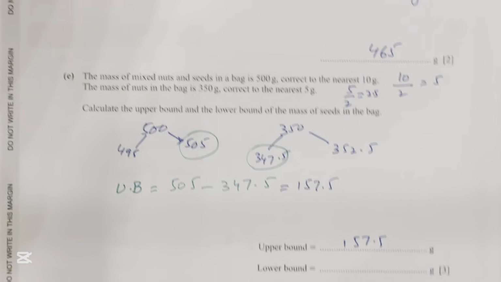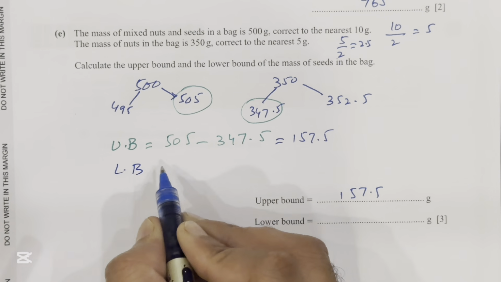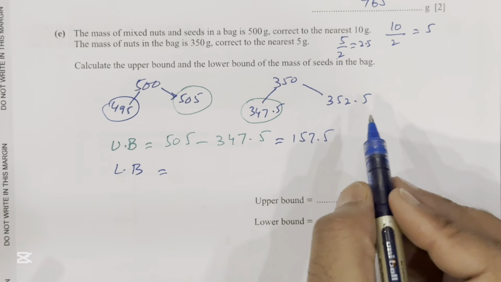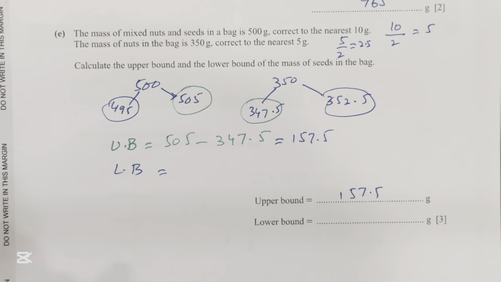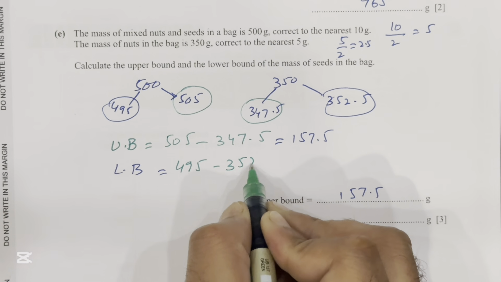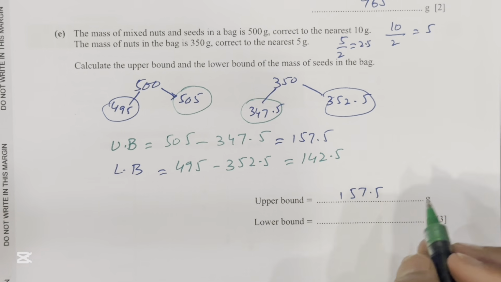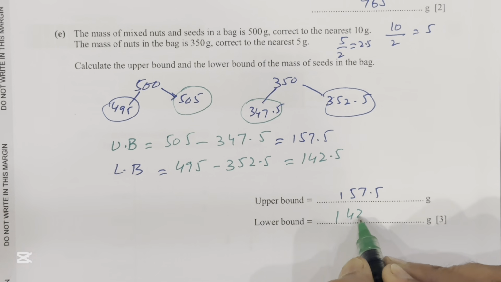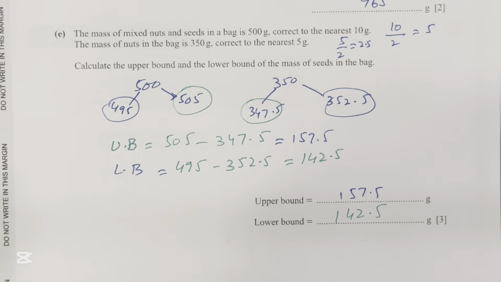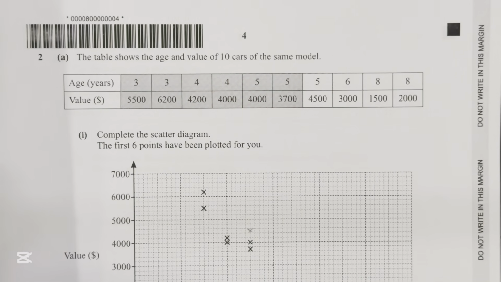Now you need to calculate the lower bound. For lower bound, you have to select this value and upper bound of this. So it would be equal to 495 minus 352.5, that would be equal to 142.5 grams. So I'm going to write in our answer space 142.5 grams. So this is upper bound and lower bound, and a very good practice of this type of question.